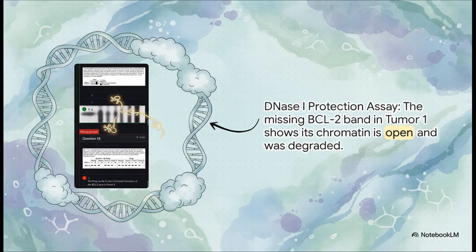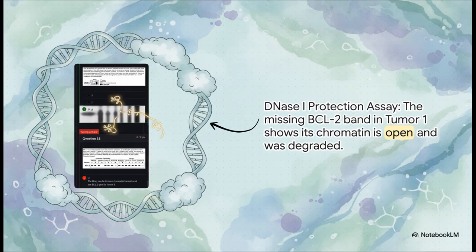So how do we actually see this in a lab? Well, this is a DNase protection assay. DNase is an enzyme that just chews up DNA. So if the DNA is all exposed and open, like it would be at a replication fork, it's going to get degraded.